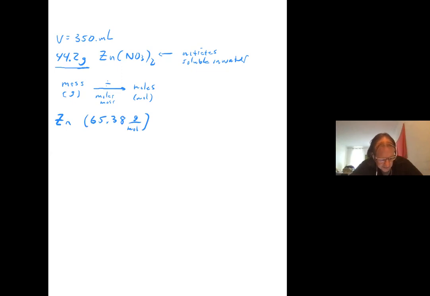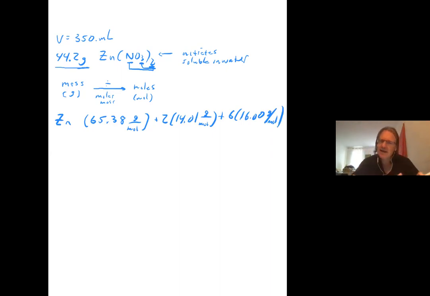And then remember, you have this 2 outside the parentheses, so there's 2 nitrogens. So 2 times 14.01. And then you've got a total of 6 oxygens. So 6 times 16.00, or 15.9994 if you want to use that number. Okay, so the molar mass is 65.38 plus 28.02 plus 96, and that's 189.40.